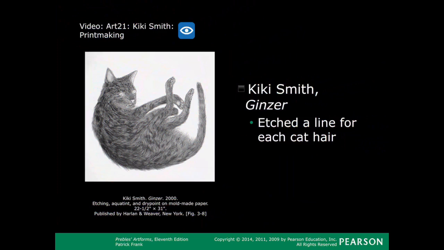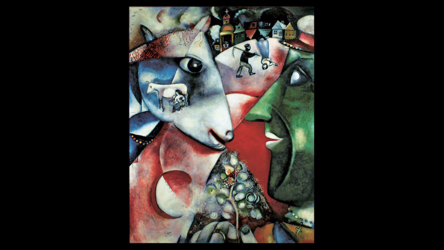And here is an example by Kiki Smith called Ginzer, made in 2000. And again, let's look at the line quality here. There's a lot of really interesting textures to replicate the cat's fur, and there's many interesting directionals. The whole shape of the cat itself is creating a very interesting curvaceous line. And so there's, again, many different types of line quality within a work of art, and I'm hoping that you can point these types of qualities out.